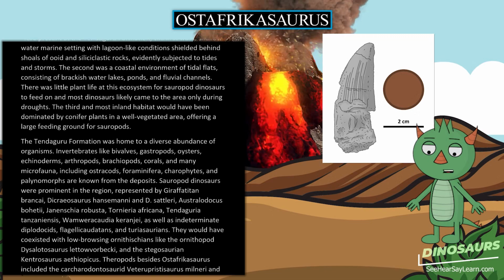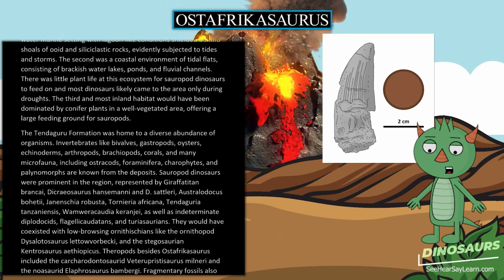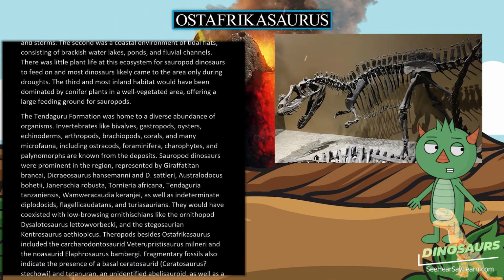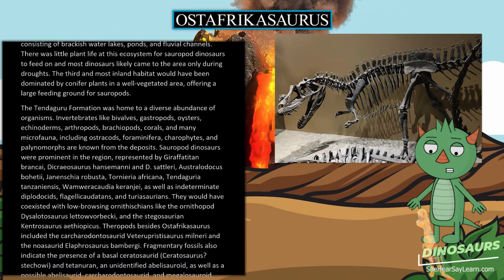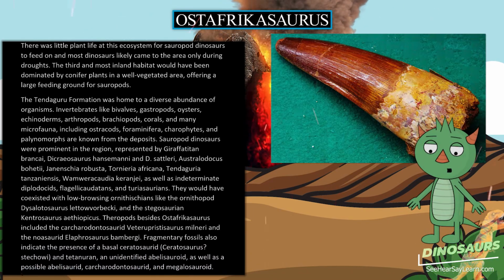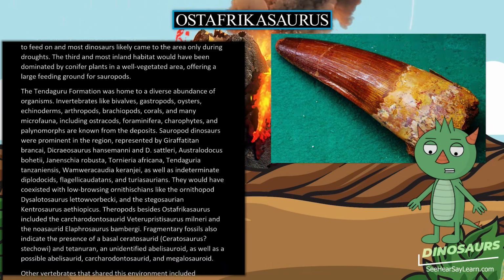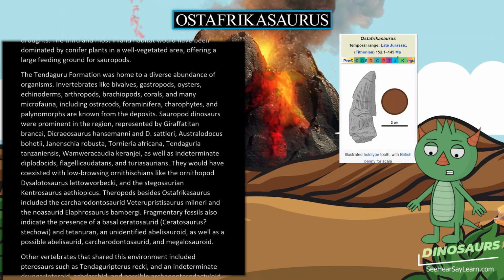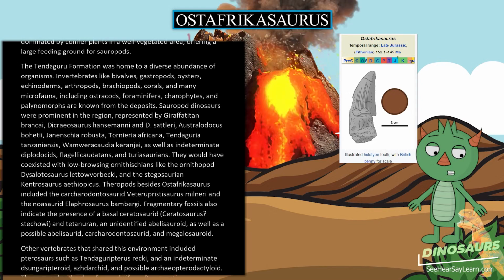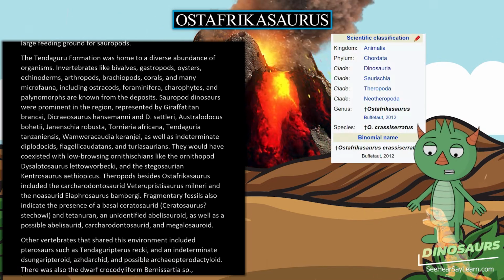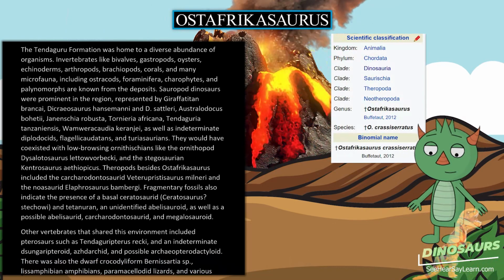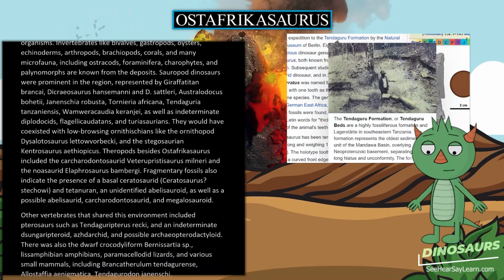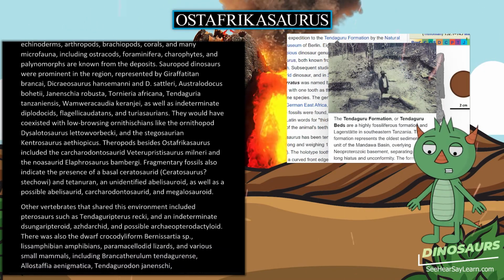sattleri, Australodocus bohetii, Janenschia robusta, Tornieria africana, Tendaguria tanzaniensis, Wamweracaudia keranjei, as well as indeterminate diplodocids, flagellicaudatans, and pterosaurians. They would have coexisted with low-browsing ornithischians like the ornithopod Dysalotosaurus lettowvorbecki, and the stegosaurian Kentrosaurus aethiopicus. Theropods besides Ostafrikasaurus included the carcharodontosaurid Veterupristisaurus milneri and the Elaphrosaurus bambergi. Fragmentary fossils also indicate the presence of a basal Ceratosaurus, Tetanurans, an unidentified abelisauroid, as well as a possible abelisaurid, carcharodontosaurid, and megalosauroid.